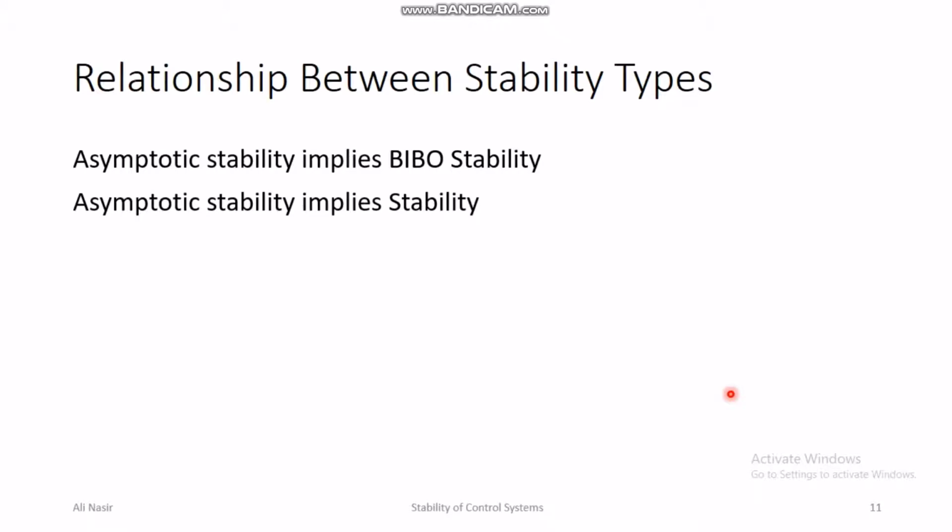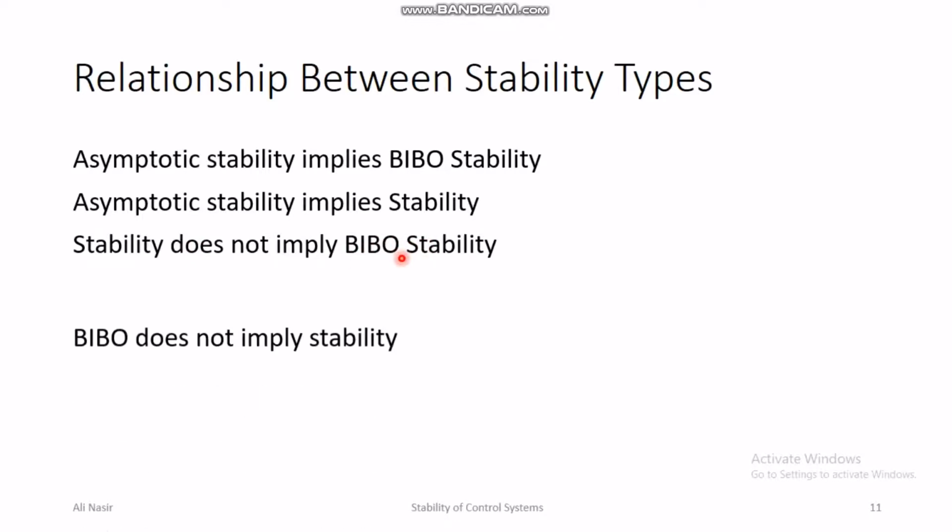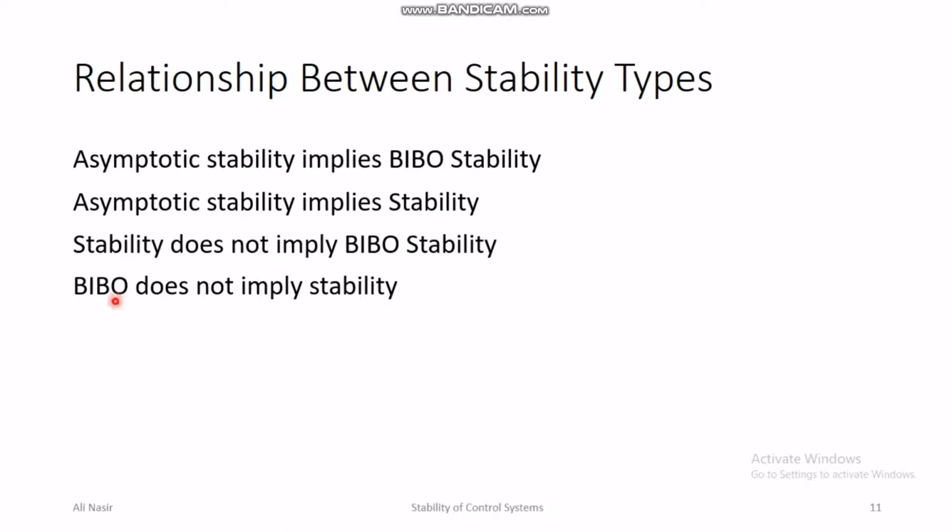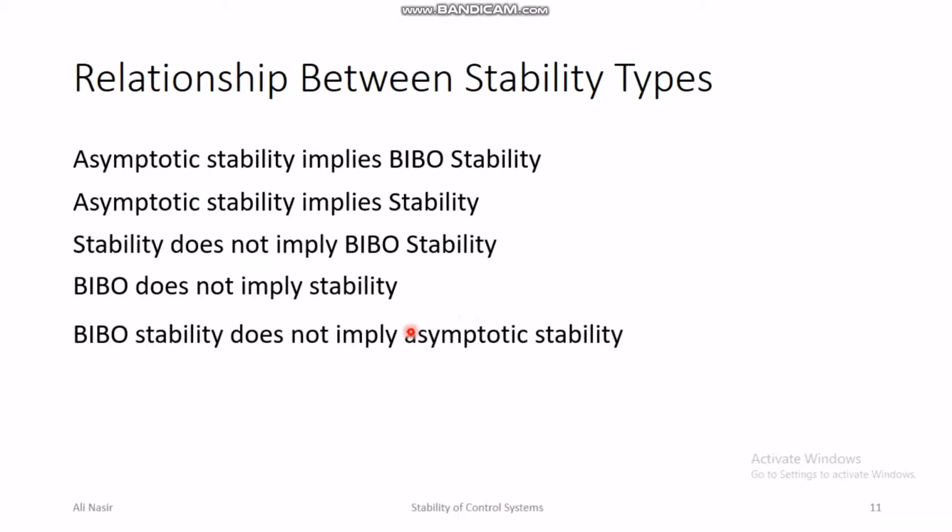Similarly, asymptotic stability implies simple stability in the sense of Lyapunov, but if a system is simply stable, or stable in the sense of Lyapunov, you cannot conclude anything about the BIBO stability of that system. Similarly, if a system is BIBO stable, you cannot conclude anything about the stability of that system. So BIBO stability does not imply asymptotic stability. So this is the diagram.